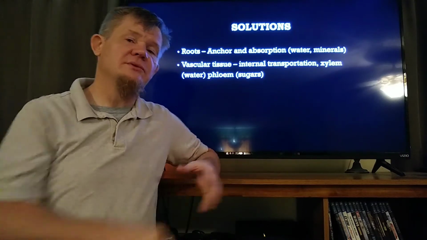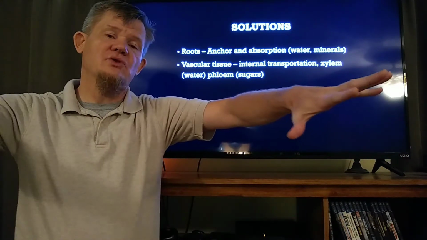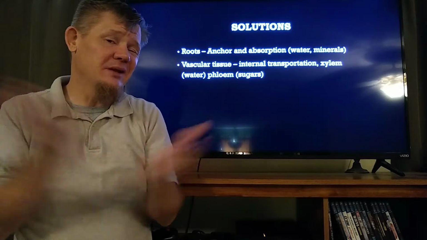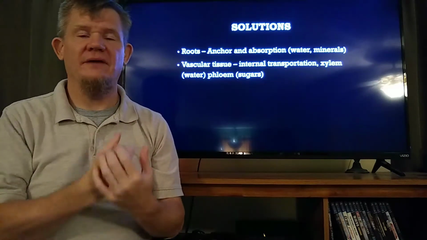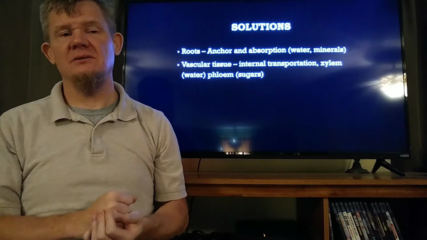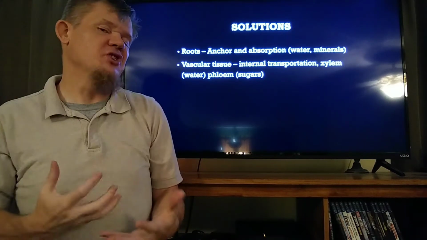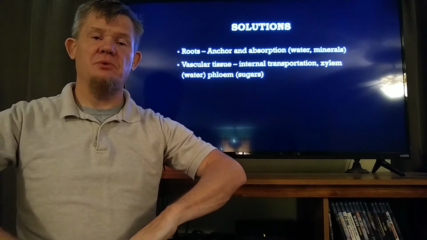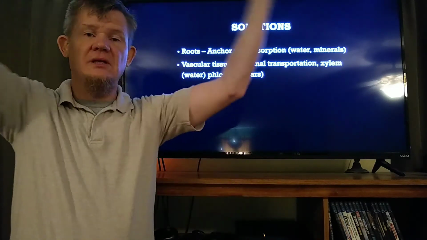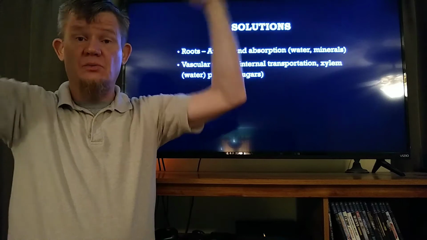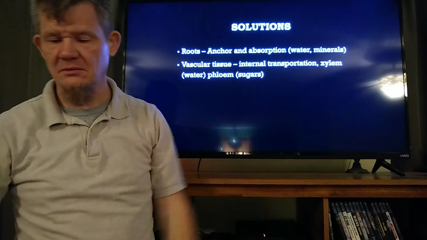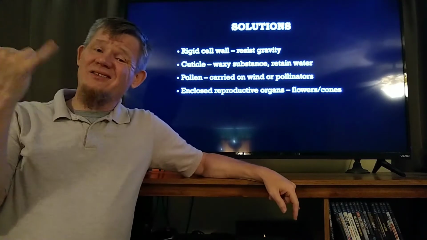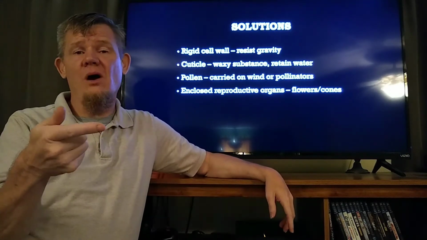The job of roots is to absorb water from the soil and to bring it into the plant. Now that it's in the plant, now I've got to move it. And that's where vascular tissue comes from. Vascular tissue is for moving water and stuff about the plant. The xylem's job is to transport water and minerals from the roots out to the leaves, and the job of phloem is to transport sugars from the leaves down to the rest of the plant. Well, that solves the water problem.